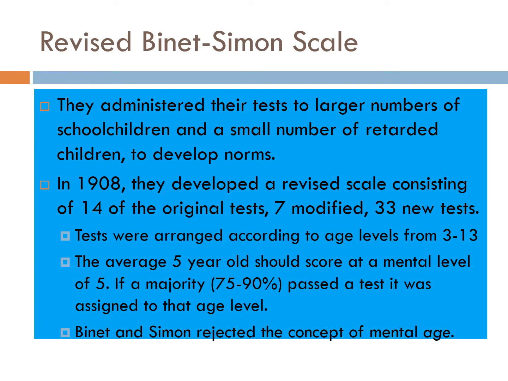In 1908, they developed a revised scale consisting of 14 of the original tests, 7 of which had been modified, and 33 new tests, right? So the tests were arranged according to age levels from 3 to 13. The average 5-year-old should score at a mental level of 5, right? If a majority, 75 to 90%, passed a test, it was assigned to that age level. So essentially, if 95% of 5-year-olds passed a test they thought would be adequate for 5-year-olds, then it was considered a good test.